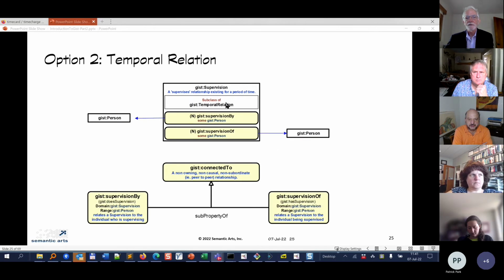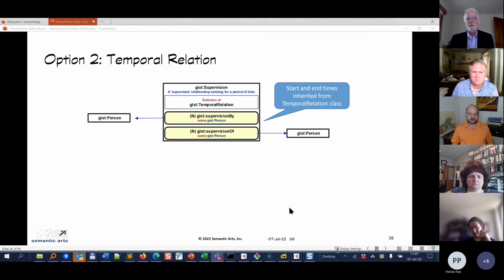Now the temporal relation itself has a start and an end time, which would be inherited. So this is a subclass of temporal relation, which has these properties about who's supervising and who's supervised, but the temporal relation itself has properties about starting and ending. So that's how you can represent this information. And in GIST, we have a property called connected to. These special properties that point to the subject of the triple and the object of the triple, you can create with special names, which I've done in this case.